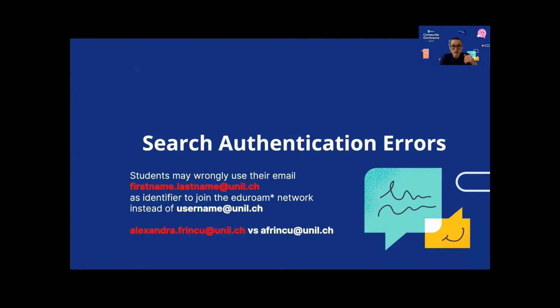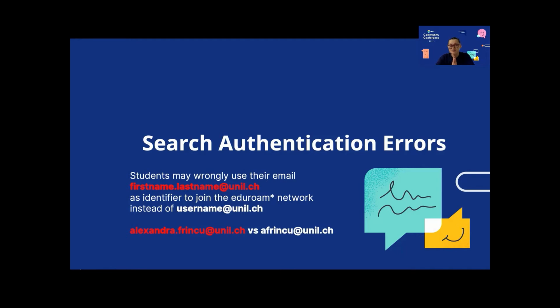Last autumn, I wanted to see the authentication failures for the eduroam Wi-Fi network, which is a widespread network for educational roaming. We know that every start of the academic year, new students tend to have issues connecting to Wi-Fi, mainly because they use their email address, which is first name dot last name at uni.ch, instead of username at uni.ch. Yes, you may think we do enjoy complicating their lives.